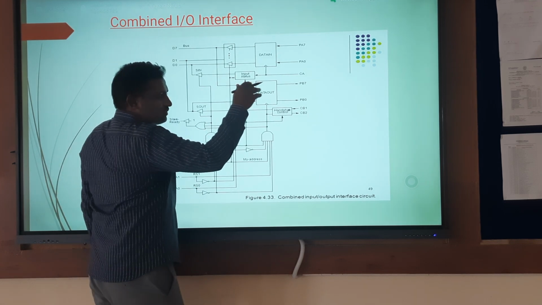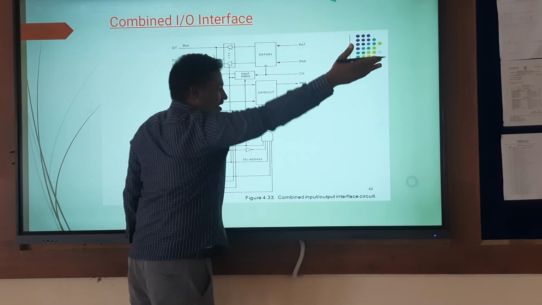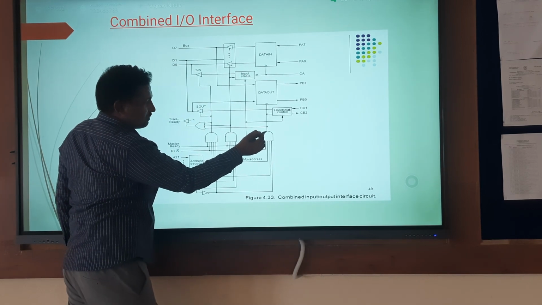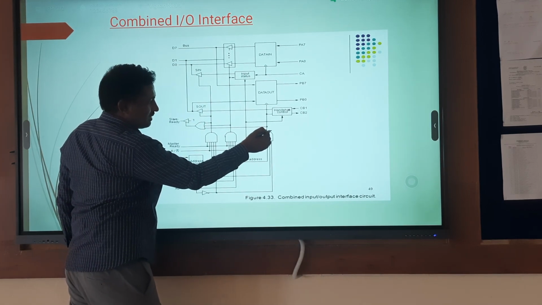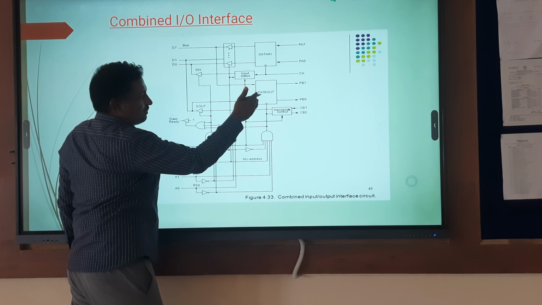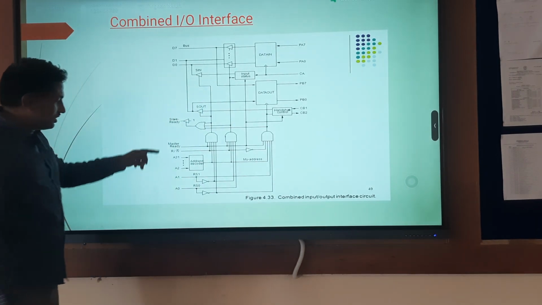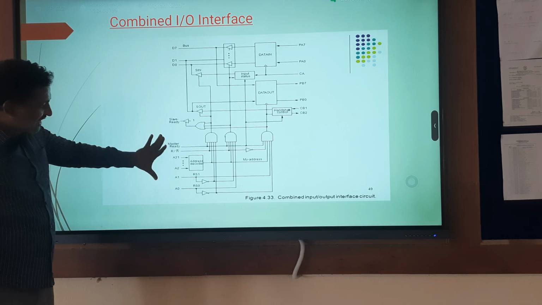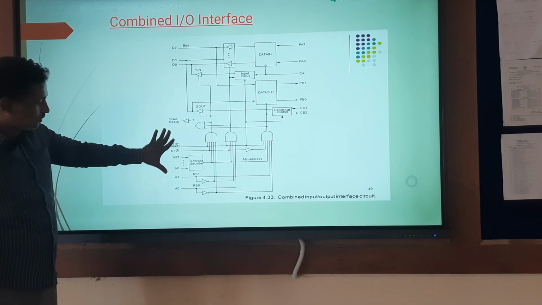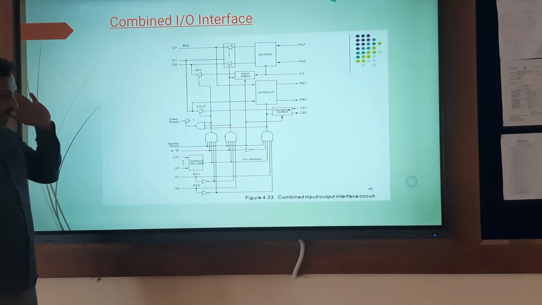Write operation means the processor transfers the data to the printer. If a write operation is performed, then obviously the output will become 1. Then the data will be transferred from the data out register to the printer. Okay, so while you are selecting the data to these lines, take care.